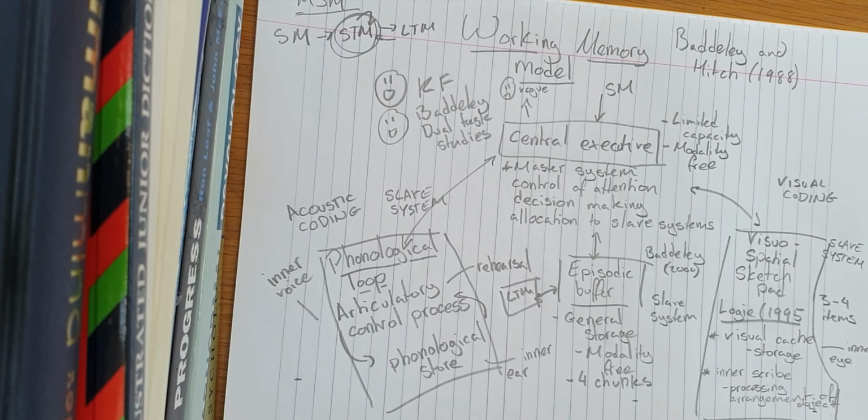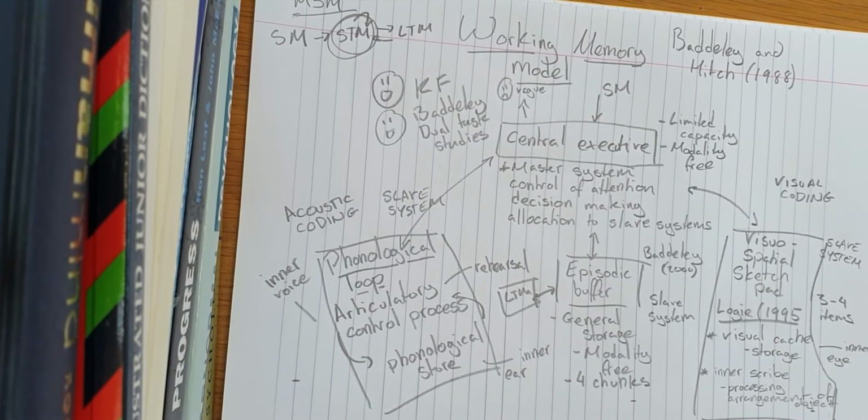Build your evaluation, make sure obviously you've got 5 evaluation points on this. Make sure you know your AO1, make sure you know this diagram, make sure you can talk about the working memory model, and I'll leave it there for today.